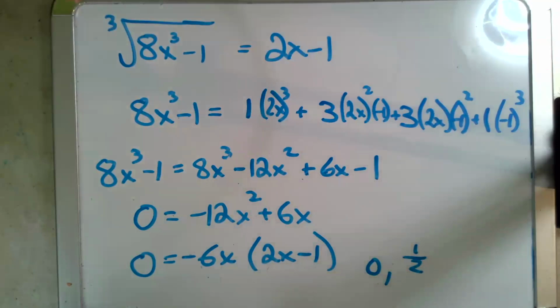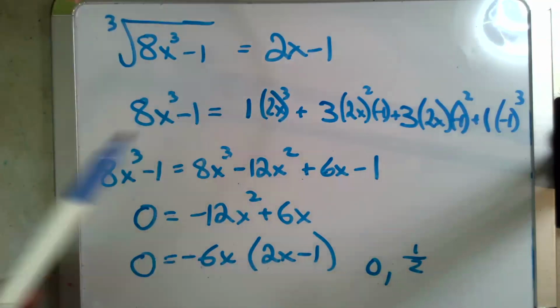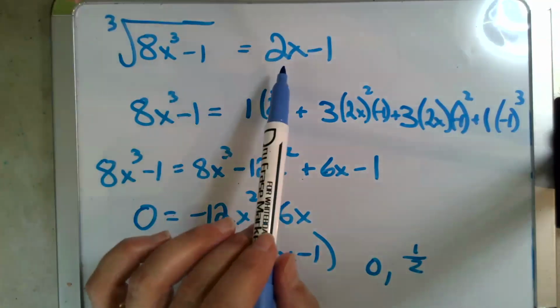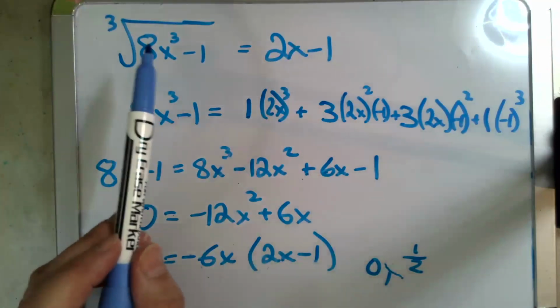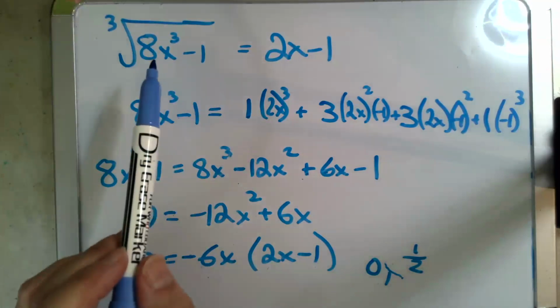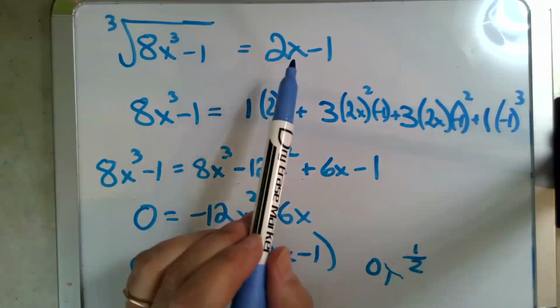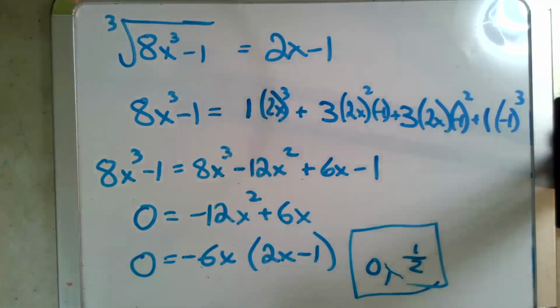And then I would go ahead and try both of those out and make sure that I don't have an extraneous solution. When I put 0 in here, I get the cube root of negative 1, or negative 1. When I put 0 in here, I get negative 1. That checks. When I do 1/2, I get 8 times 1/8. So that's 1 minus 1, that's 0. Or I get 2 times 1/2, that's 1 minus 1, that's 0. Both of these solutions work.